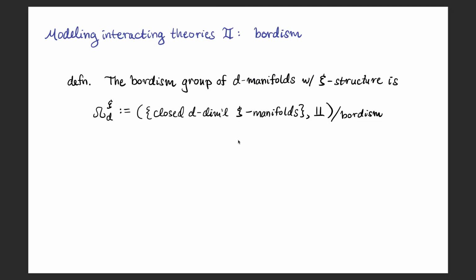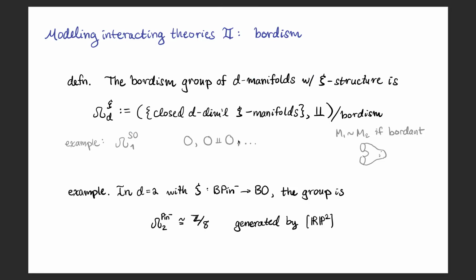is going to be generated by closed d-dimensional manifolds equipped with such a structure, modulo Bordism as an equivalence relation. And then the group operation is disjoint union. So for example, I could take circles or oriented one-manifolds and disjoint unions thereof. And then Bordism tells me that two of them are equivalent if I have a higher dimensional manifold which can relate them on the boundary.